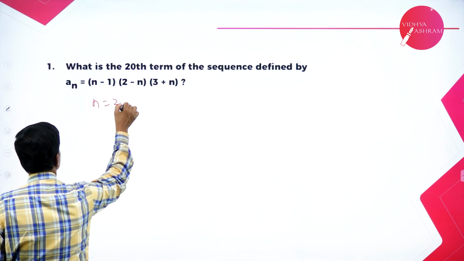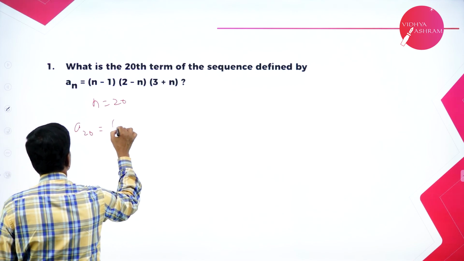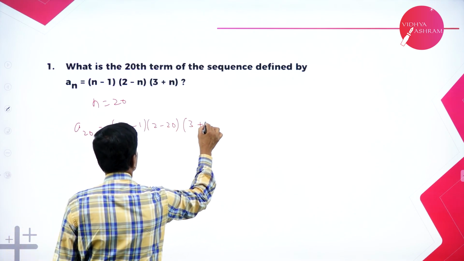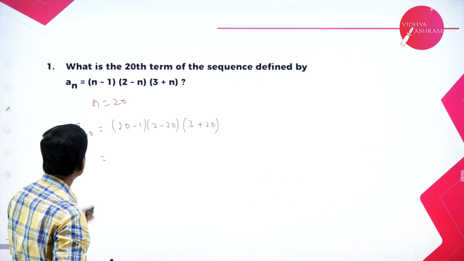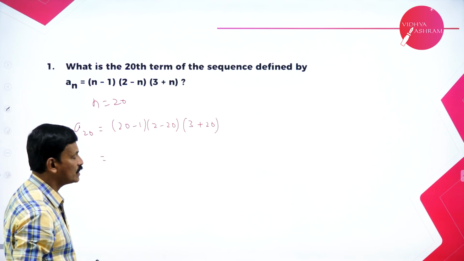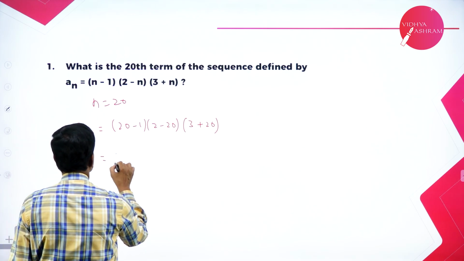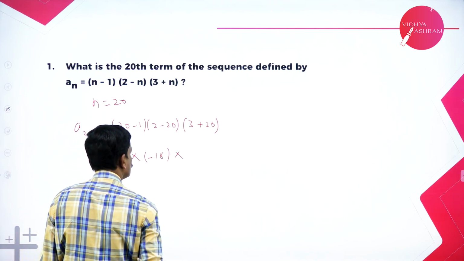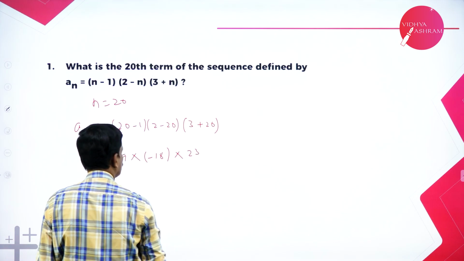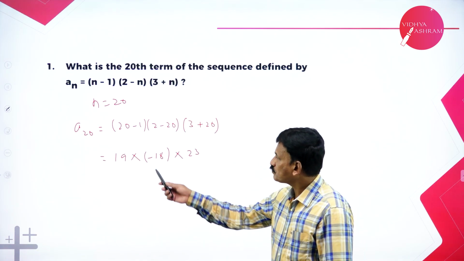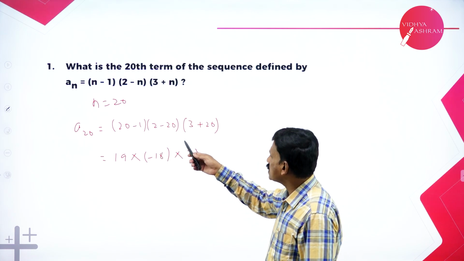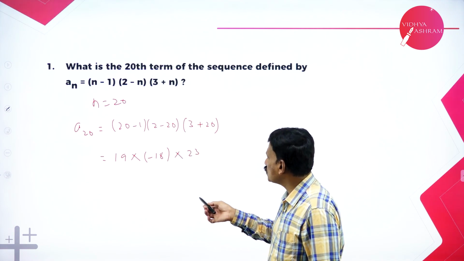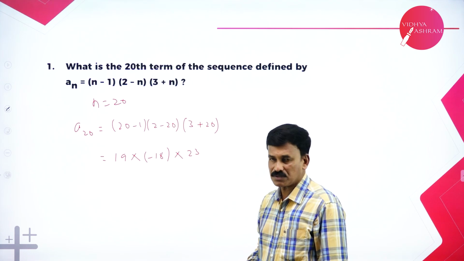If you put n is equal to 20, you will get A20, that is 20 minus 1, 2 minus 20, 3 plus 20. So 20 minus 1 is 19, into 2 minus 20 is minus 18, into 20 plus 3 is 23. Simplify this, that's it. If you multiply this, what is the answer we are going to get?